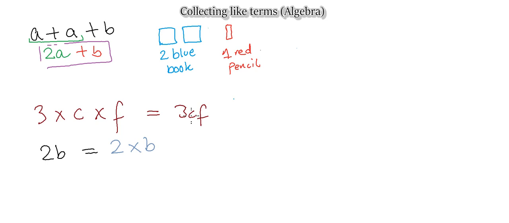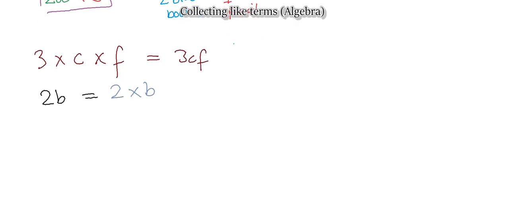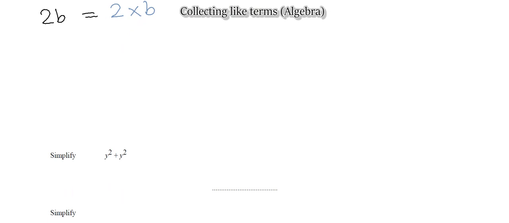Now, let's go to a little bit more challenging one. I have a few questions for us to practice. So let's say I have 6k plus 2m minus 4k plus 6m.